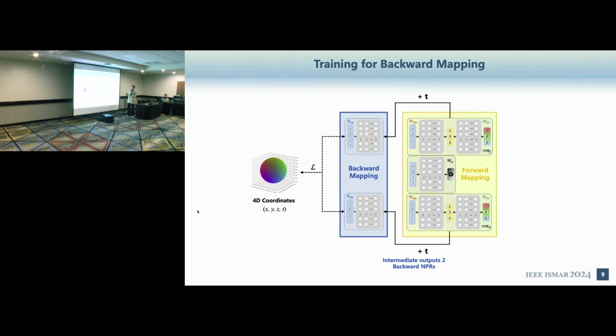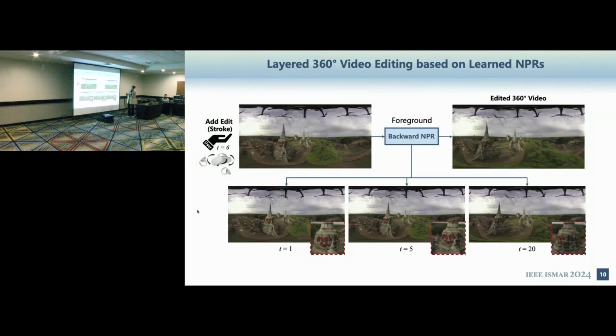Based on this, users could add the edit on any single original frame instead of on the abstract neural space. Here is an example: if the user adds a stroke on the 6th frame of the video, our learned model could propagate this edit consistently to other frames throughout the video.